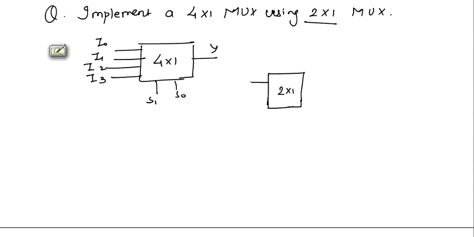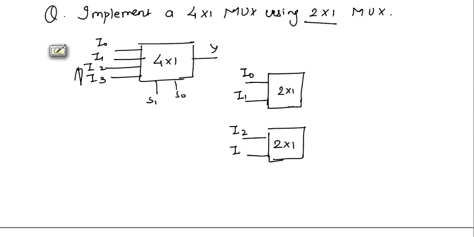This is a 2:1 multiplexer. This will have 2 inputs. We will give the first 2 inputs to this 2:1 multiplexer. Again, we should have 2 more inputs, so we will have to use one more 2:1 multiplexer. This multiplexer will have these 2 inputs, I2 and I3. Now both the outputs will again be given to a 2:1 multiplexer, and it will generate an output Y.